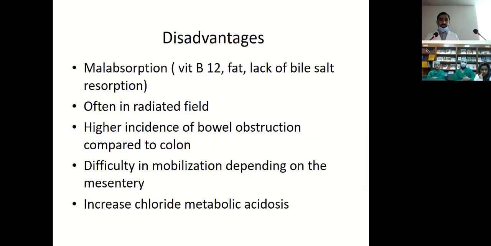The disadvantages: it may cause malabsorption of vitamin B12, fat, and bile salts, often in the radiated field. It has a higher incidence of bowel obstruction as compared to the colon, difficulty in mobilization depending on the mesentery, and an increased risk of hyperchloremic metabolic acidosis.